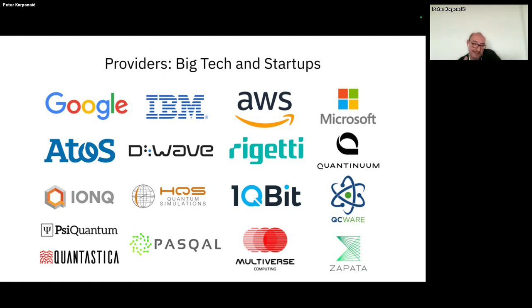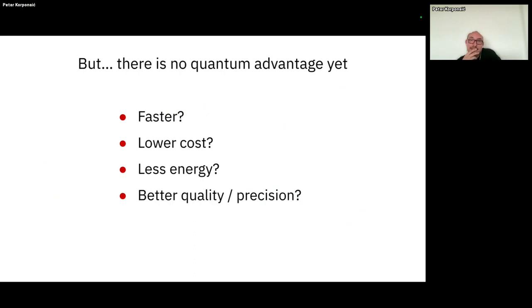Quantum computing is reality. But unfortunately, there is no quantum advantage yet. So what does quantum advantage mean? Quantum advantage means that we can perform some computation faster, with lower cost, with less energy consumption, or with better quality and precision. So today, quantum computers are still not better, not faster than classical digital computers.